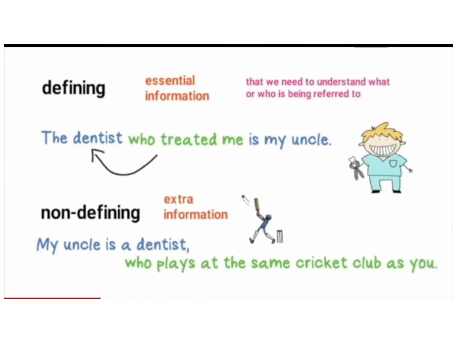It's one non-defining relative clause. Achan extra information tool la wasoi tel te. My uncle is a dentist, comma, who plays at the same cricket club as you. Kapate chu dentist ani cricket club ikhelna khelve thau khani.